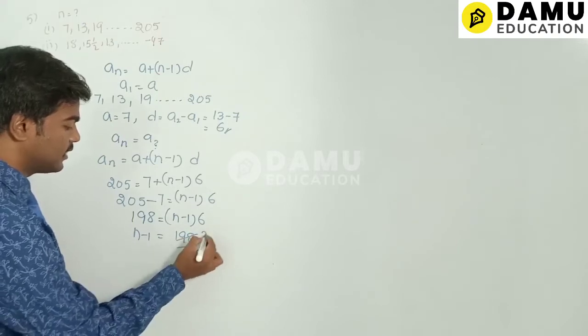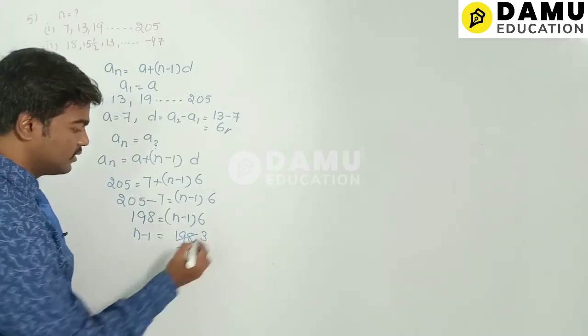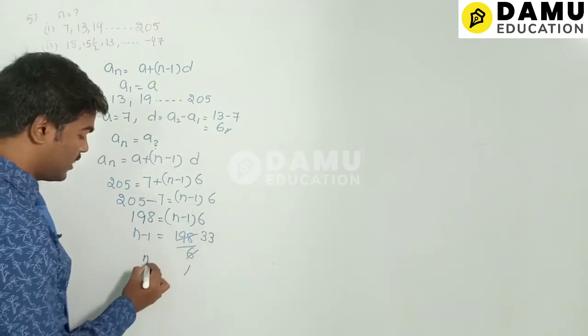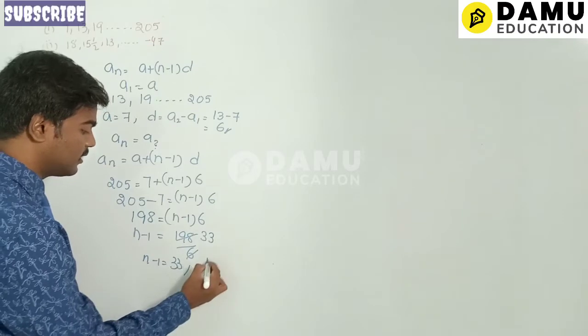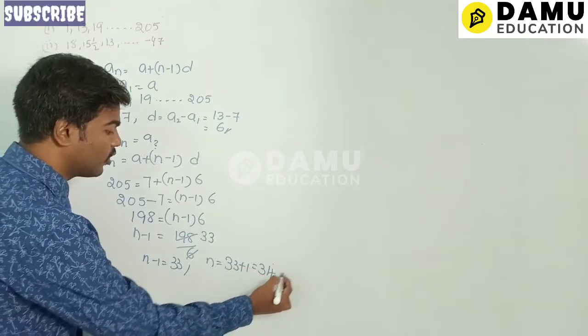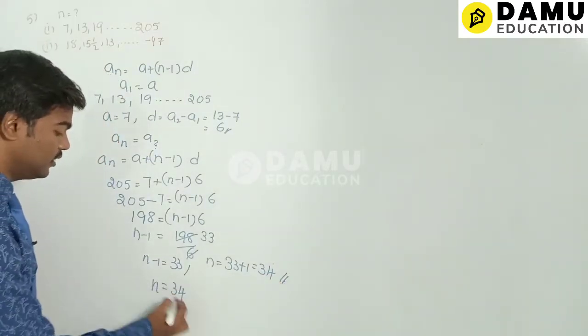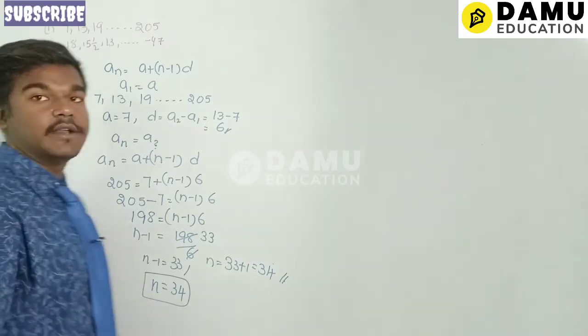What is the value? 6 3s are 18 and 6 3s are 18. So n minus 1 will be equal to 33. That implies n will be equal to 33 plus 1. We will get it as 34. So the number of terms for the first one will be equal to 34.